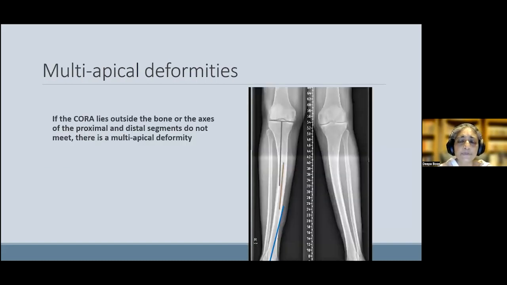If you are measuring your CORA and you find that it lies outside the bone, or that the proximal and distal segment axes do not meet, then that is an indication that there is a deformity with multiple CORAs, or a multi-axial deformity.